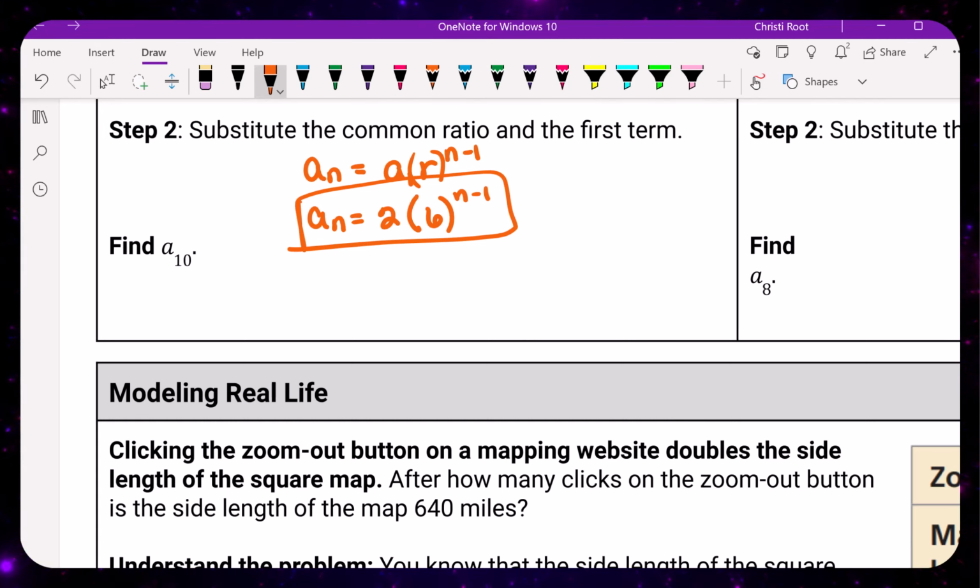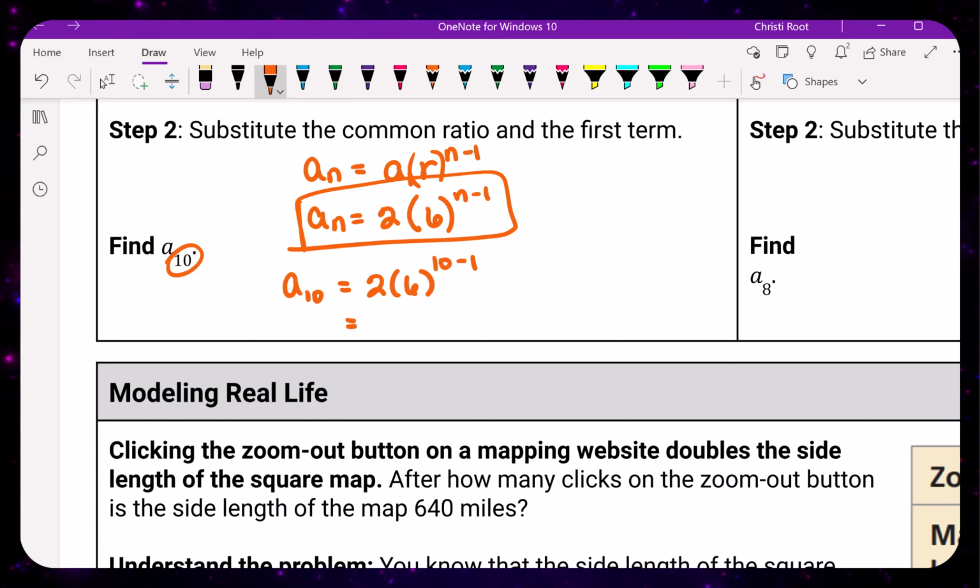So in this case, I'm trying to figure out the 10th term. It is much easier for me to just plug in 10 for n than to carry out 10 terms. So simply type in 2 times 6 to the power of 10 minus 1, or you can just change that to 9 when you're typing it in.